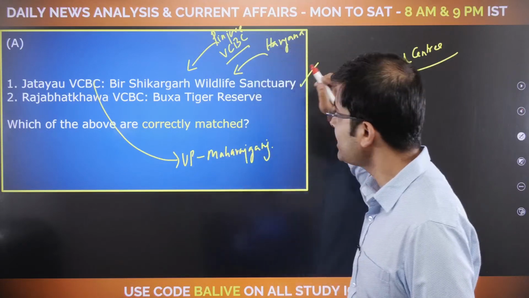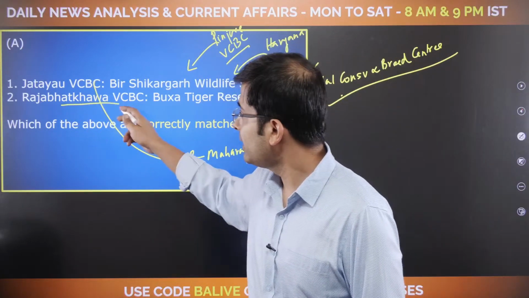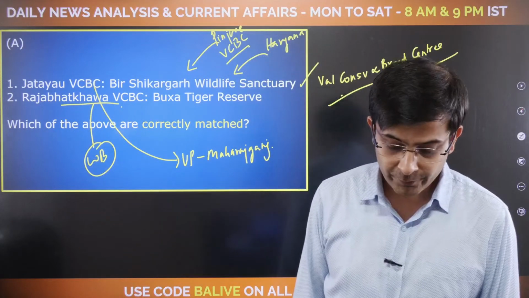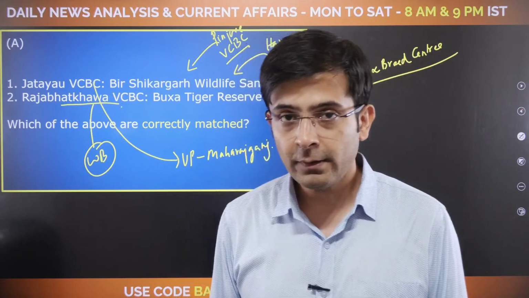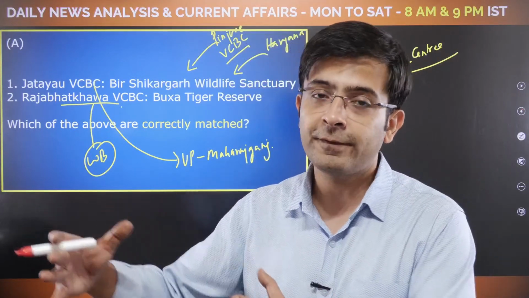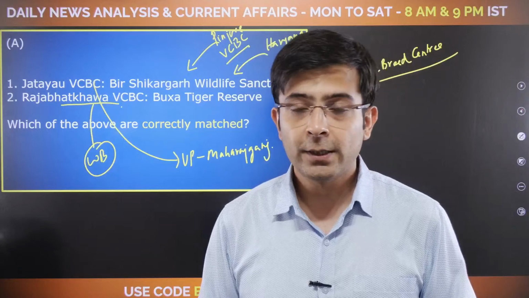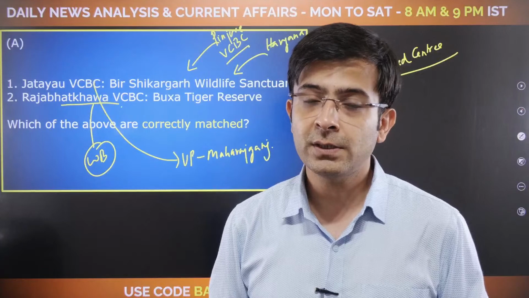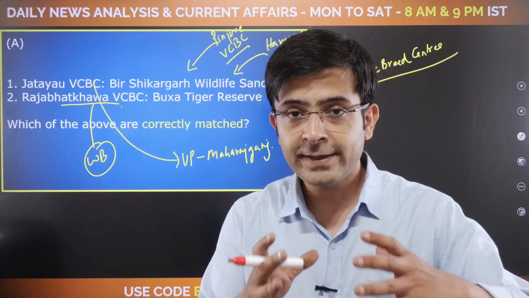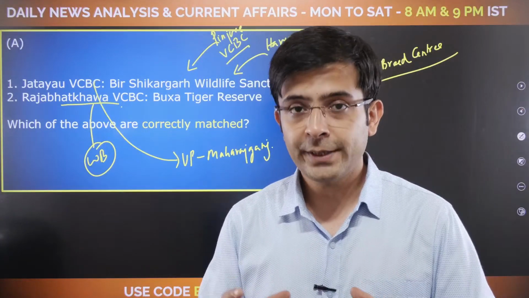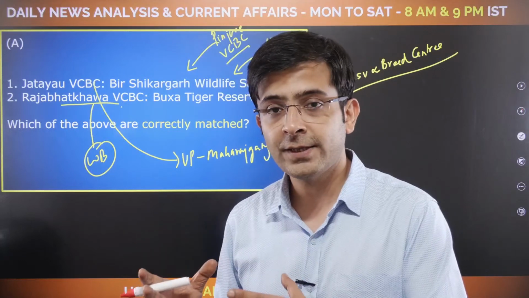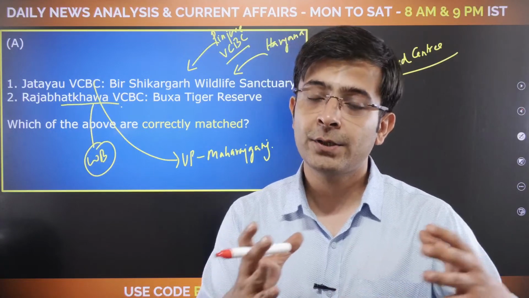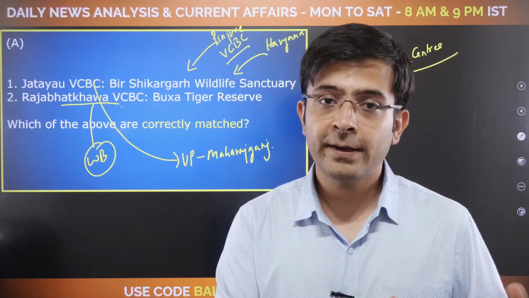So this is correctly matched. Whereas Raja Bhat Khawa is in West Bengal. In northern Bengal, you find the Raja Bhat Khawa Vulture Conservation and Breeding Center, which is right at the edge of the Buxa Tiger Reserve. In terms of that particular area around the Chicken's Neck, as we know it in international relations, there are many wildlife sanctuaries and national parks. Make sure that you know about them, starting from Senchal Wildlife Sanctuary, the Mahananda Wildlife Sanctuary, Jaldapada Wildlife Sanctuary, Gorumara Wildlife Sanctuary, thereafter Buxa Tiger Reserve.